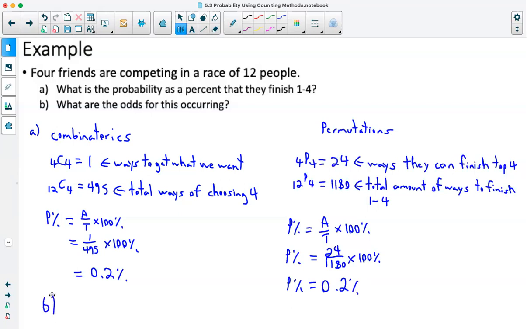So part B, what are the odds of it occurring? Well, we have one successful attempt out of 495 attempts total. So therefore, we have one successful, and if we had 495 attempts minus our one successful, we'd have 494 unsuccessful attempts.